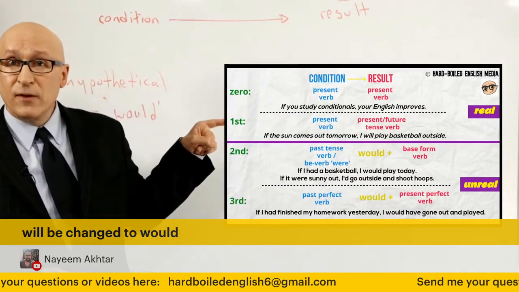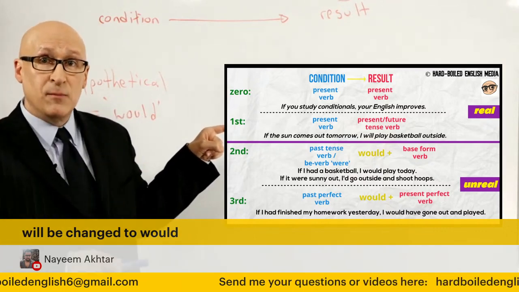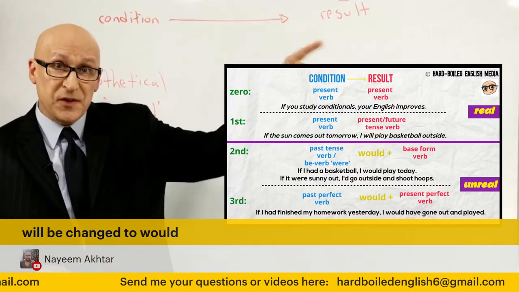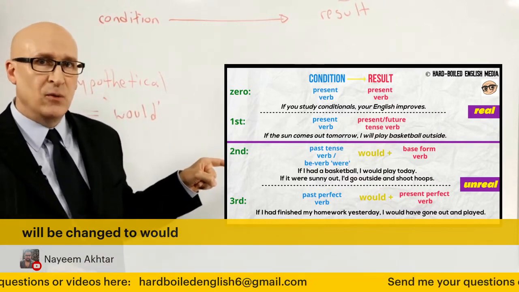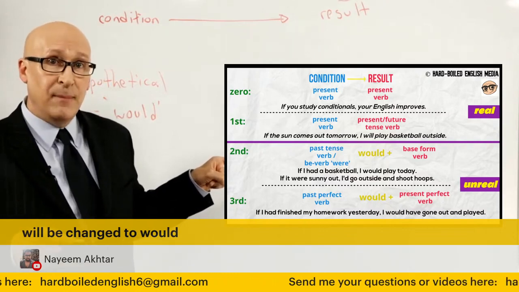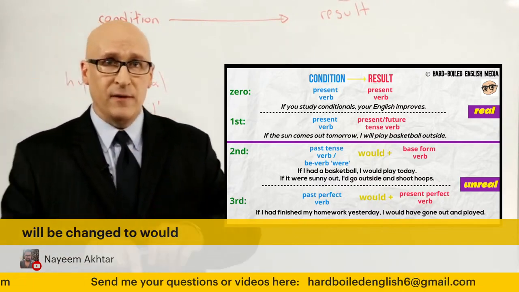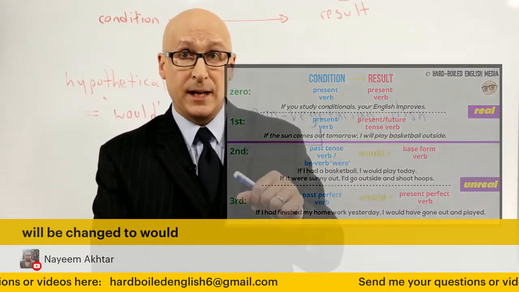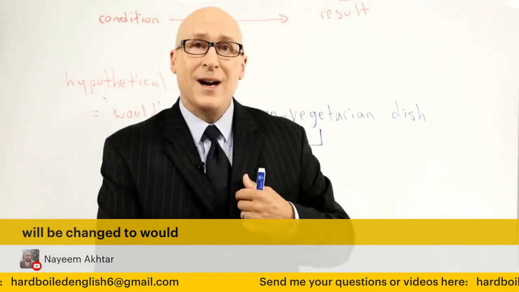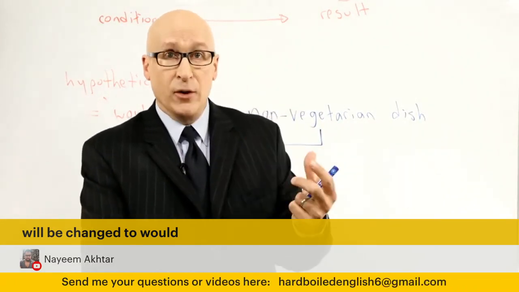Will is only for first conditional, and first conditional is real. If the sun comes out tomorrow, I will play. You will see me on the playground playing basketball. Second conditional is not real, right? If I had a basketball, I would play. Will and would are very different. Would expresses the unreal meaning. And I would argue that it always expresses unrealness.